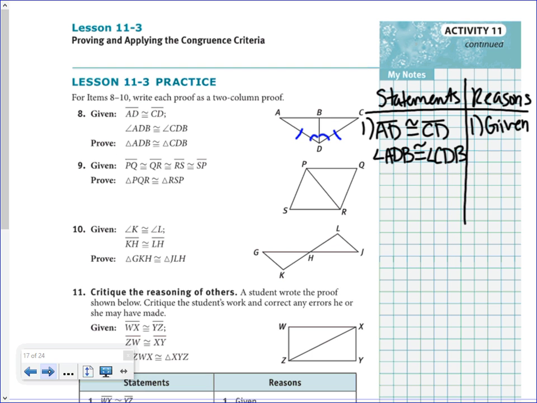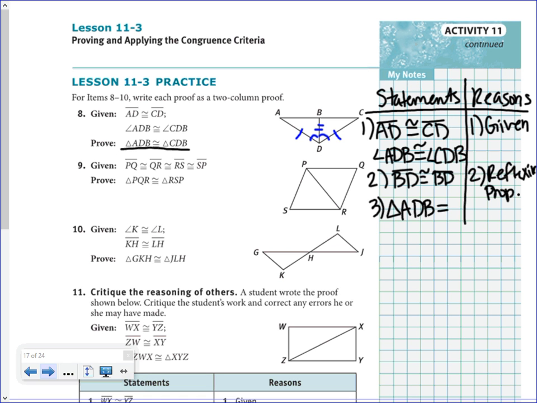The other part that we can add is the side that they share. So we know that BD is congruent to BD. And the reasoning is the reflexive property. And therefore, we know that our triangles are congruent. And so we're really going to just copy exactly what they have there. Triangle ADB is going to be congruent to triangle CDB. And the reasoning is side, angle, side. And so that would be your proof for number 8.